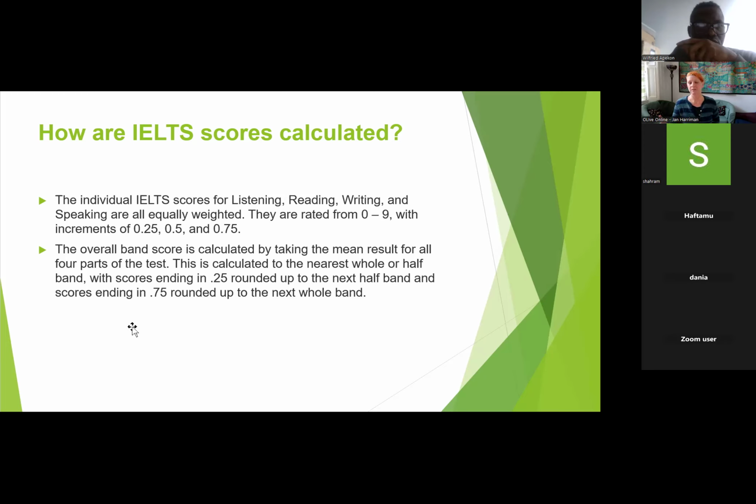So if you get 6.25, you get a 6.5. If the maths comes out at 6.25, your mark will be a 6.5. If your band score averages out to 5.75, you will get a 6. That's how it's calculated. And the parts of each exam for the writing and the speaking are averaged together as well to give you that particular band score.